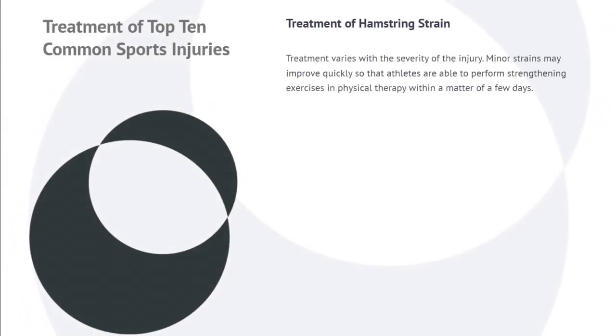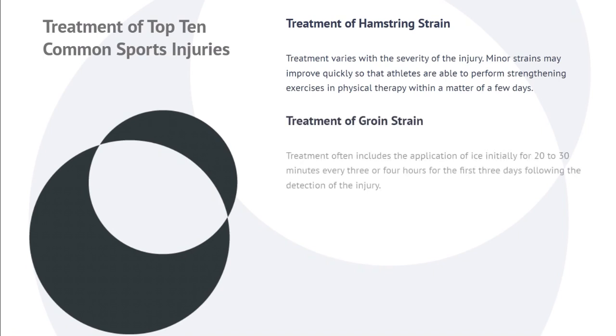Treatment of hamstring strain. Treatment varies with the severity of the injury. Minor strains may improve quickly so that athletes are able to perform strengthening exercises in physical therapy within a matter of a few days. Treatment of groin strain. Treatment often includes the application of ice initially for 20 to 30 minutes every 3 or 4 hours for the first 3 days following the detection of the injury.